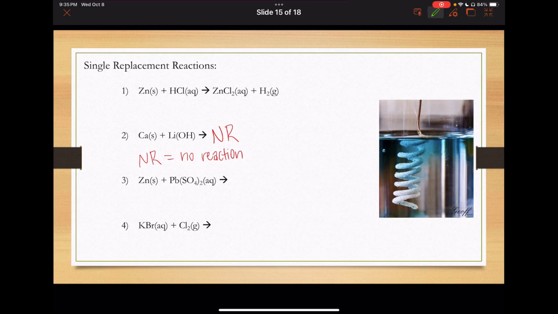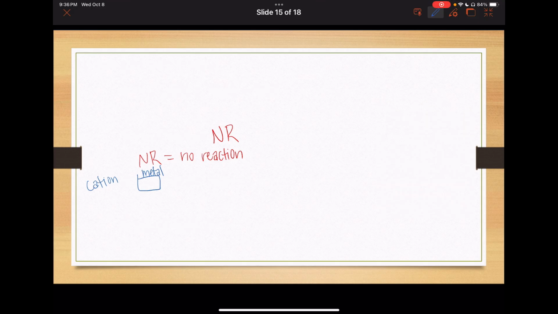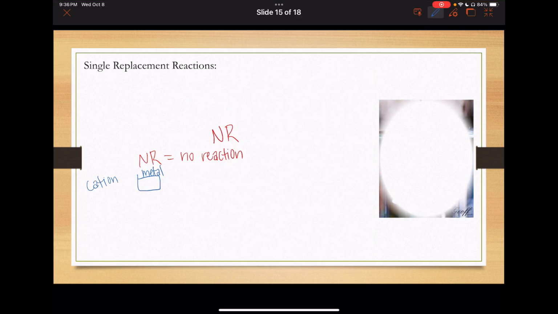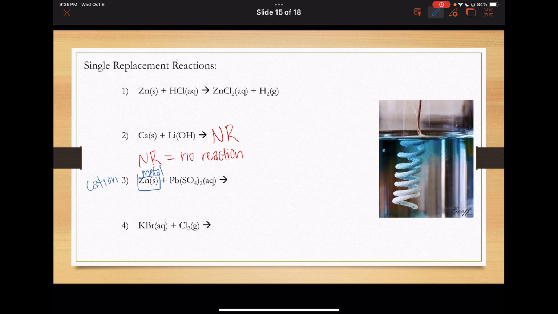All right, so now let's look at the next one. Again, I have zinc by itself. We determined before that it was a metal, so this is a cation switch. So if you don't want to have to do all the hard work and then realize you have to erase it and put no reaction, go ahead and check your activity series first. If I look, here is zinc and here is lead. So since zinc, the thing by itself, is higher than lead on this activity series, then this reaction is going to happen, which means that zinc and lead are going to be the ones to switch places.